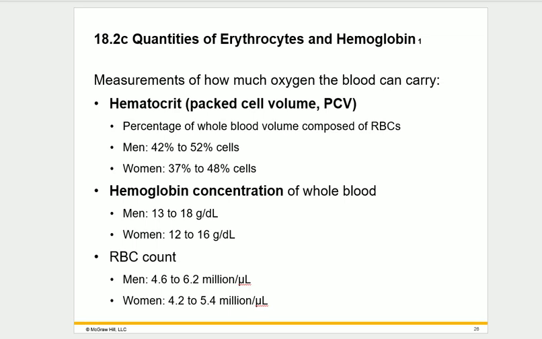The hemoglobin concentration of whole blood is normally 13 to 18 grams per deciliter in men and 12 to 16 grams in women. And then the red blood cell count is normally 4.6 to 6.2 million per microliter in men and 4.2 to 5.4 million per microliter in women. So notice that these values tend to be lower in women than in men.